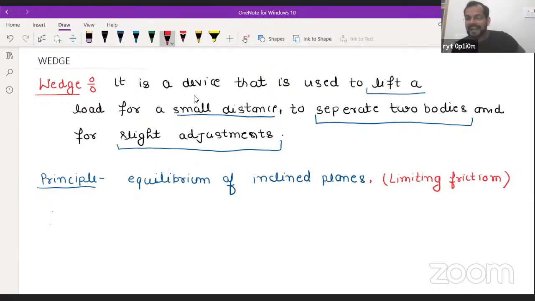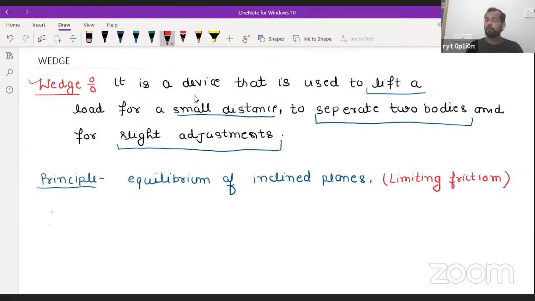So when I say please explain the application of wedges in a sword, as I have already explained, the wedge shape, that edge of the sword, is used to separate the two bodies. So that is the application of wedges in case of a sword.